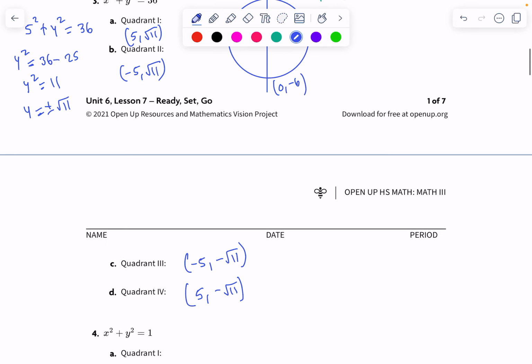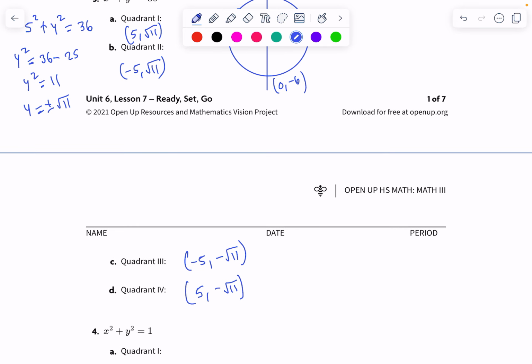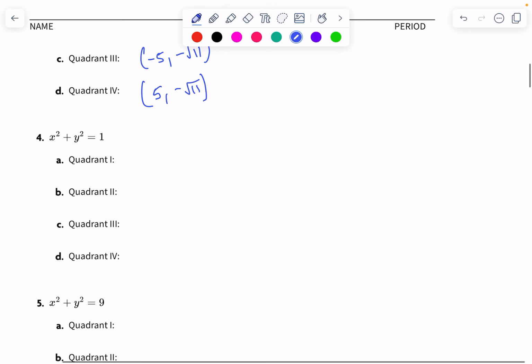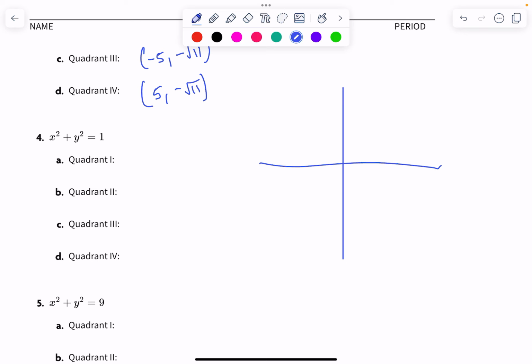Okay, again, your answers might look different than mine. Now for 4, what are we going off of? So 4 is a little bit different, right? Why? Let's work it out.